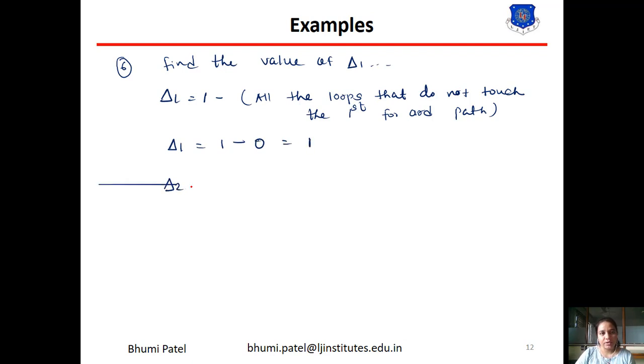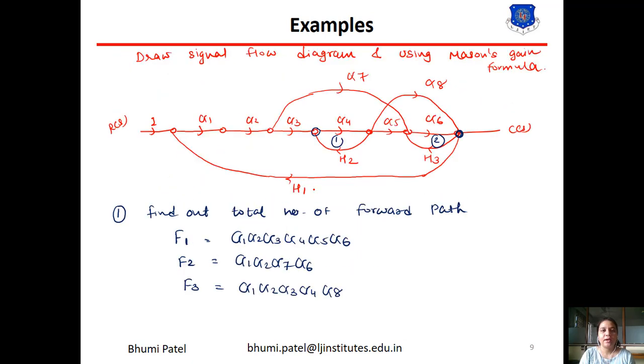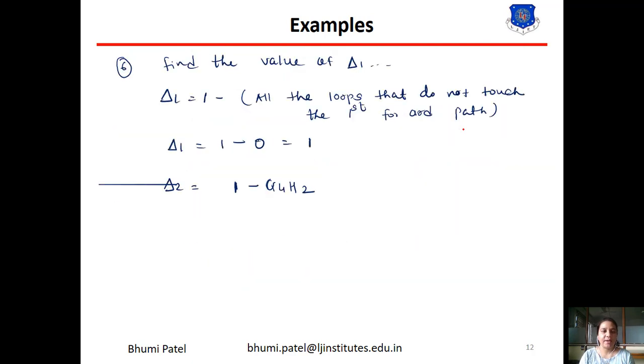Now delta 2 is equal to 1 minus all the loops that do not touch the second forward path, and the answer is 1 minus G4H2. Here you can see that this is our second forward path. So the first loop does not touch the second forward path.